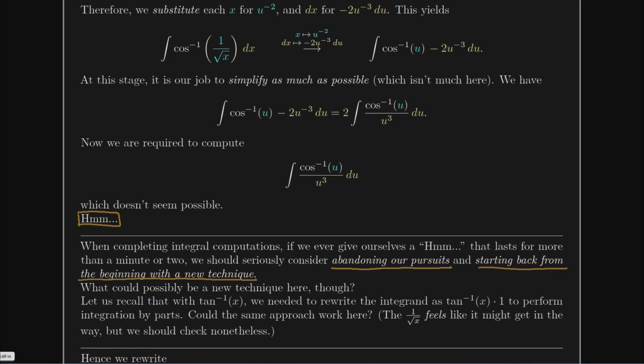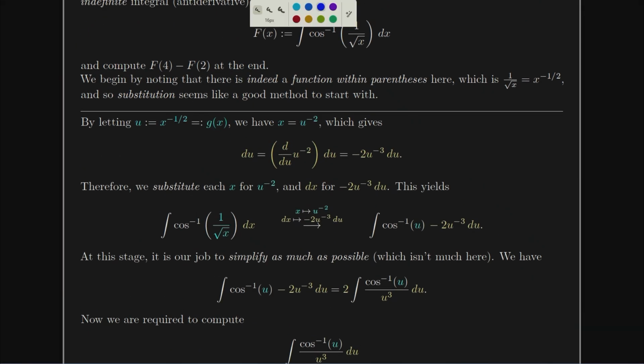So this is the case where we do need to give ourselves grace. We're going to make a wrong decision every now and then. It was a smart decision, but unfortunately it was the wrong decision. So even though we saw this 1 over root x inside of parentheses, we tried to make a nice substitution, it just didn't work out for us.